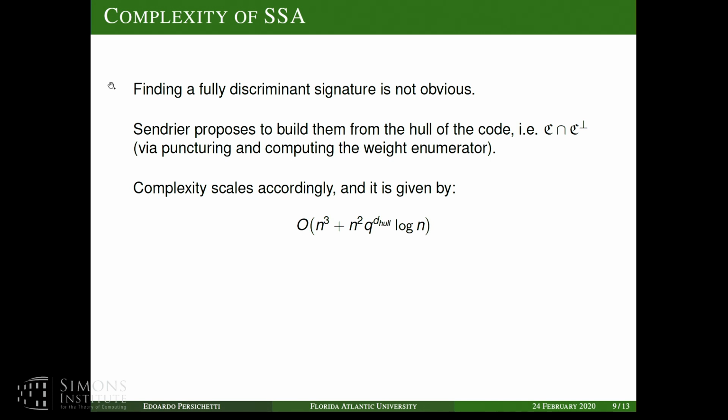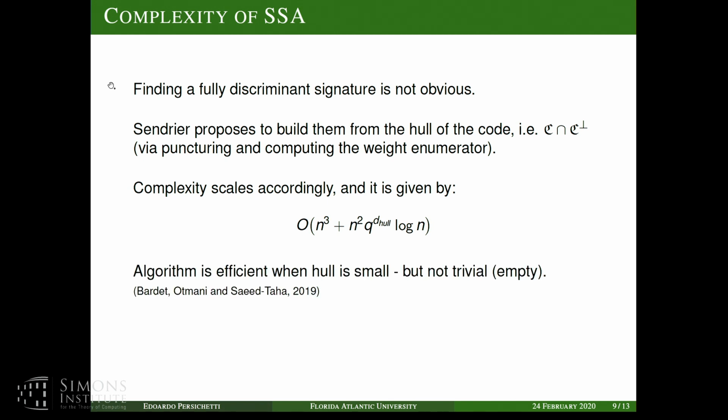And interestingly, this hull, and I think Tanja said a couple of things about this, is for typical cryptographic parameters rather small, right? So this is efficient when the hull is small, except for the case when the hull is actually empty. This case was studied recently by Bardet, Otmani, and Saeed. But if the hull grows really big, then this algorithm is obviously exponential in that, right? So the worst case in this scenario is weakly self-dual codes, where the dimension of the hull is maximum. Essentially the algorithm makes the case intractable if we use weakly self-dual codes.